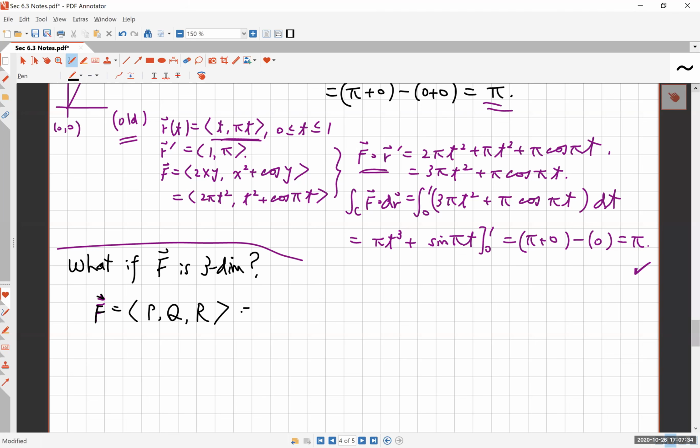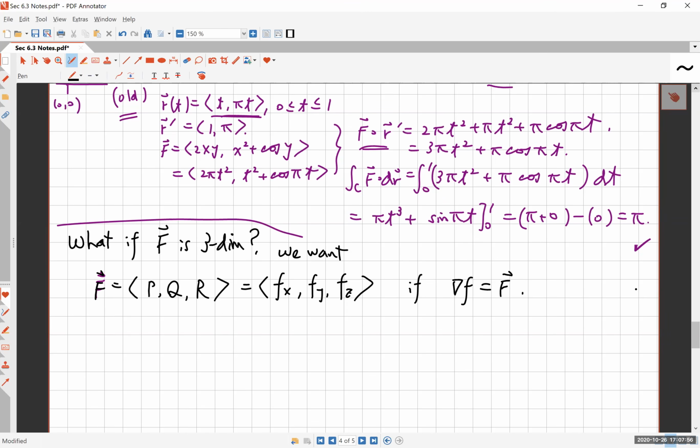Okay, now of course we want this to be Fx, Fy, Fz. If the potential function has the gradient of f equal to capital F, that is the requirement for conservative. If F is to be conservative and path independent, then F, which is P, Q, R, must be Fx, Fy, Fz.